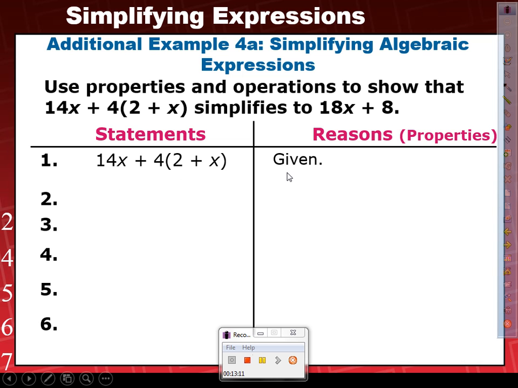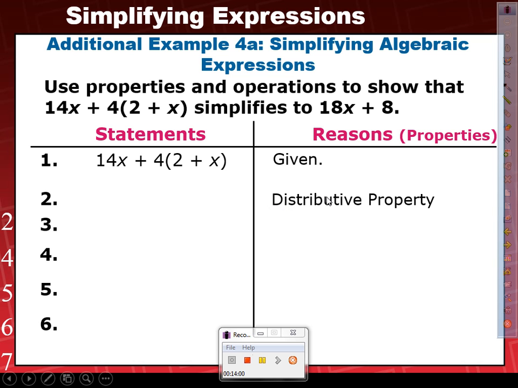So, now that we're getting started, what would be our first step in order to simplify this expression? Look at it. Yes, Andrea, what would be the first thing you would do? Get rid of parentheses. But they're saying it has to be a reason with a property. So what is the property that I use in order to get rid of that parentheses? Distributive property. That is correct.